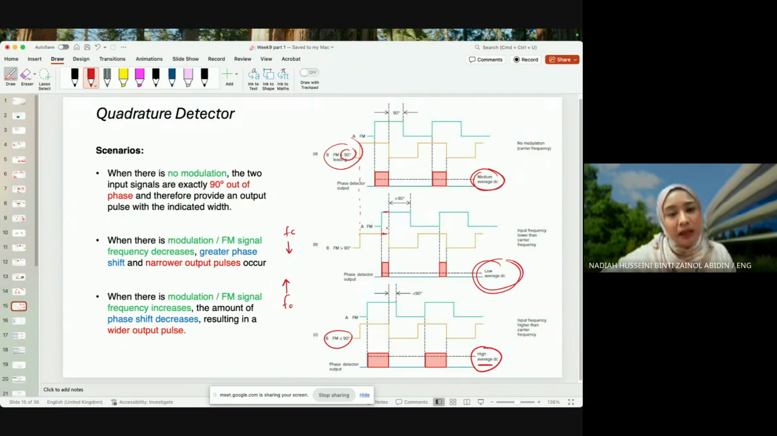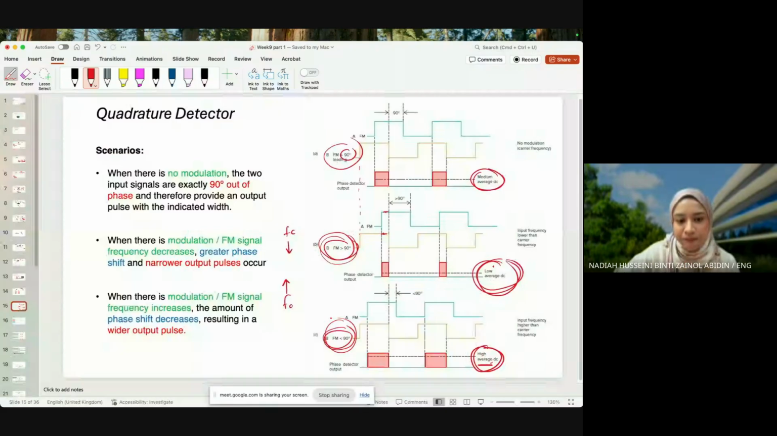And if the frequency is smaller, then the phase difference is greater than 90 degrees. If the frequency is higher, the phase difference is going to be less than 90 degrees. It's like opposite. This one is going to produce high average DC, and this one is going to produce low average DC. So it's kind of like opposites. This is decrease, low; increase, high. The opposite is this scenario.